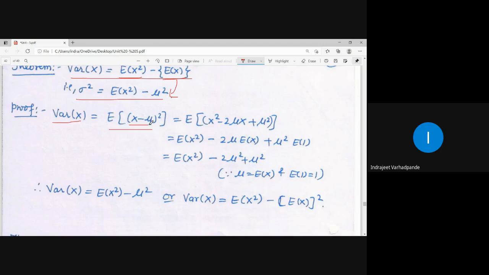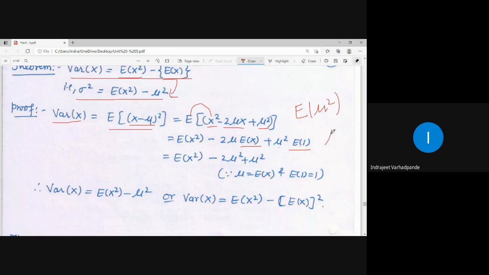Expand it using a minus b whole square: a square minus 2ab plus b square. What is the rule of expectation? Expectation of x plus y is expectation of x plus expectation of y. So individual expectation is to be taken. Expectation of x square, mu is a constant, which is the mean, so expectation of x. Mu square into expectation of 1, or I can say expectation of mu square.